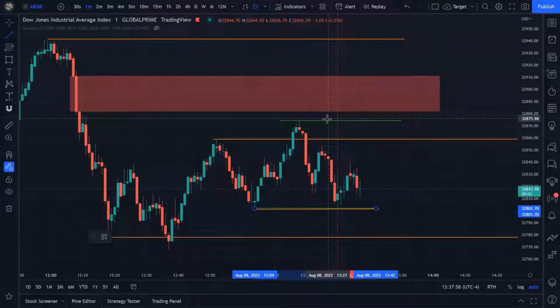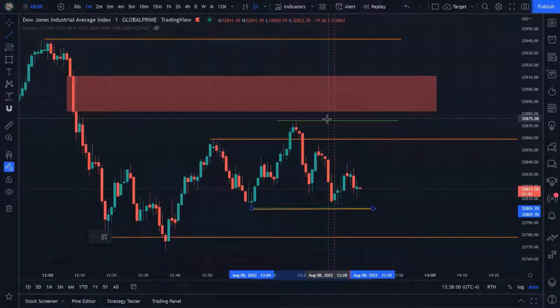Now in order for me to get up into that fair value gap, I need to see where their buy side liquidity is, where the buy stops are. The last high that was created is the one that I marked up as a green trend line. At that green trend line is where their buy stops are. So I need price to get up into that area in order for me to sell to the downside.